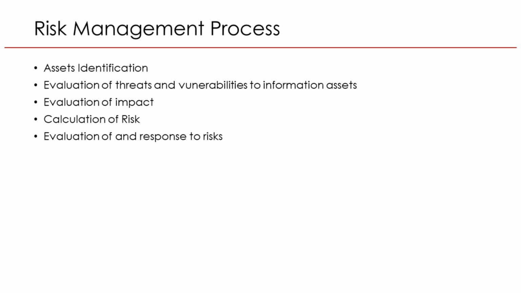Asset identification. The first step is to identify what needs protection: systems, data, applications, or people. Example: an insurance company identifies its customer database, policy management system, and payment platforms as critical assets. Evaluation of threats and vulnerabilities. Next, assess what could harm those assets and where the weaknesses lie.